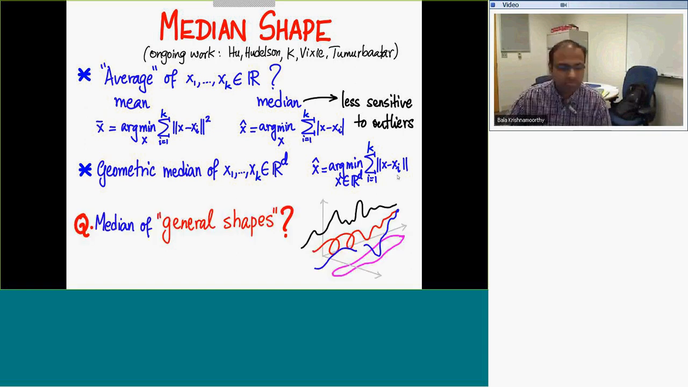So can we talk about medians of general shapes? I am talking about this after introducing the whole machinery of currents. Can we talk about medians or averages of shapes that are represented as integral currents? I'm not assuming anything except that they have the same dimensionality. So here, for instance, I have 4 one-dimensional curves. They may not be monotonic, and they may have multiple pieces. One of them might be a loop, and so on.